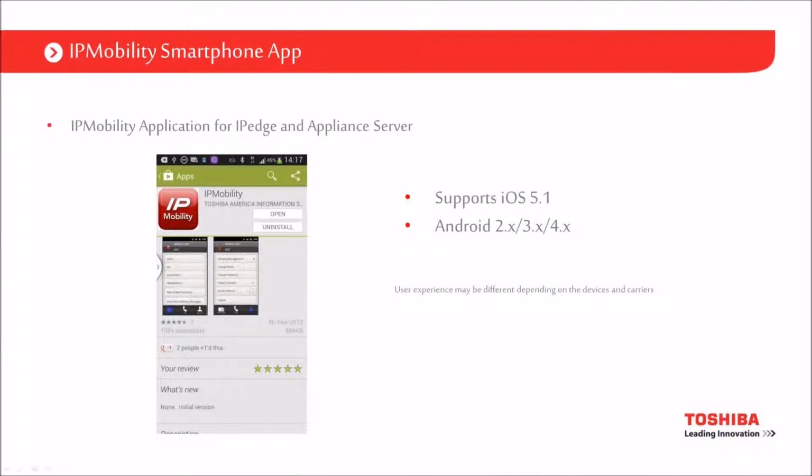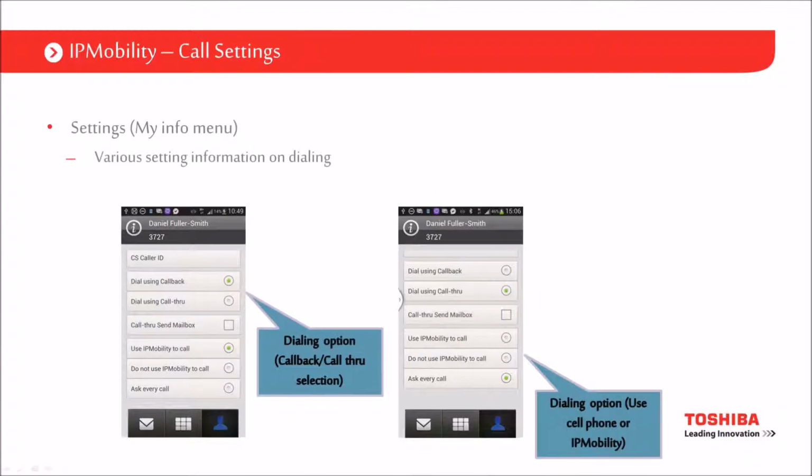If you go to the Play Store on Android, for example, you'll find the app in there called IP Mobility, and you can download and install it. What it gives you, as you can see from these screens, is the ability to use something called callback, which is the left-hand screen, or the ability to use call through. Callback will intercept the dial and ask the IP Edge to call the handset, and then it'll ring the customer or the caller you're trying to get hold of.